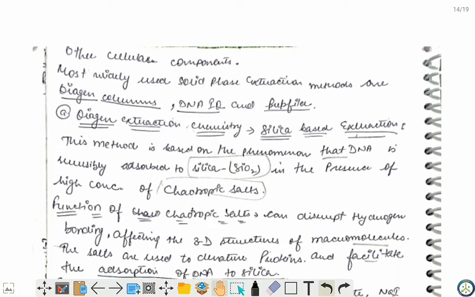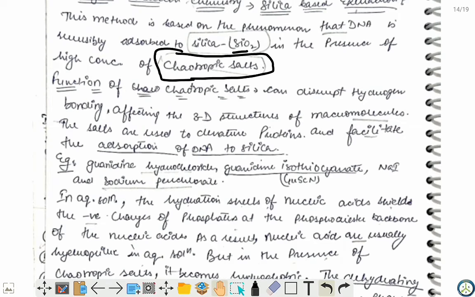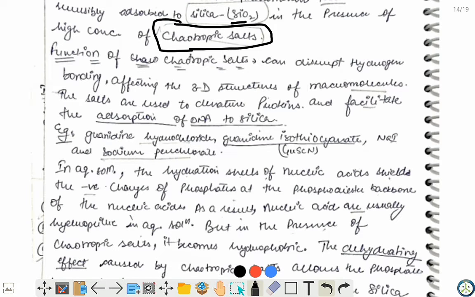So this is the silica based extraction method. This method is based on the phenomenon that DNA is reversibly adsorbed. Here we have to reversibly adsorb the DNA on the silica, that is silicon dioxide, SiO2, in the presence of a high concentration of chaotropic salt. We talked at the start about what the chaotropic salts are. Now what is the function of these salts? These salts can disrupt the hydrogen bonding and affect the 3D structure of the macromolecule.